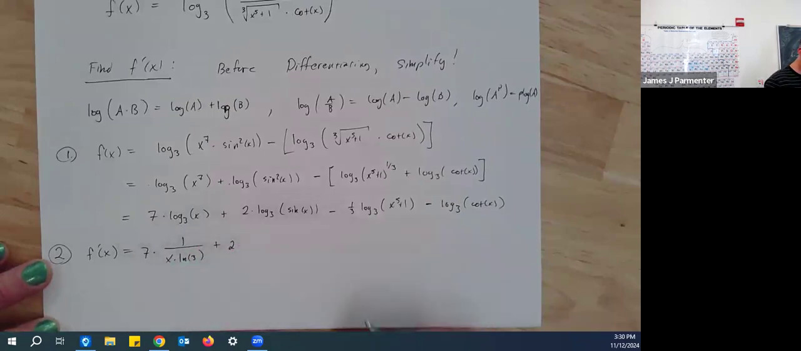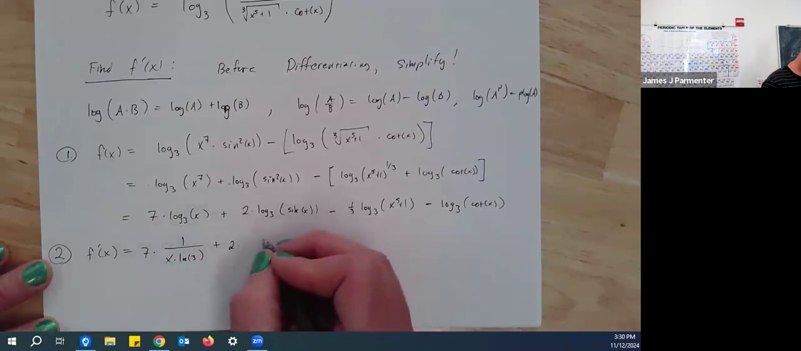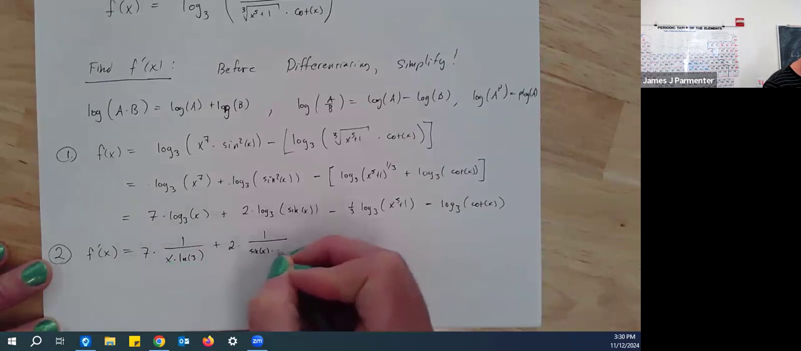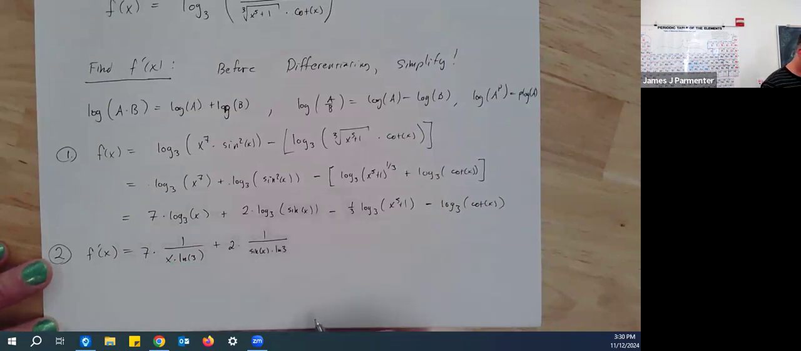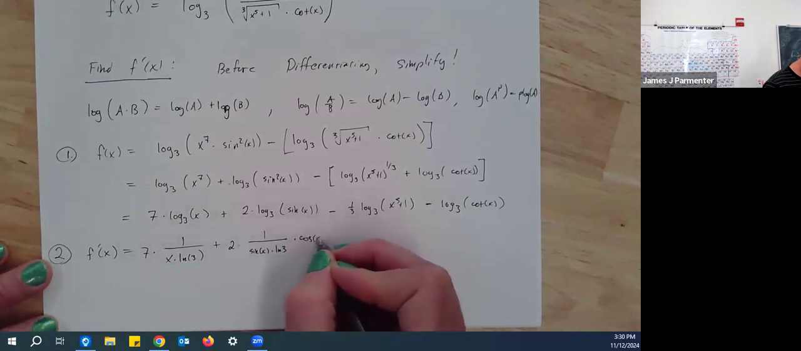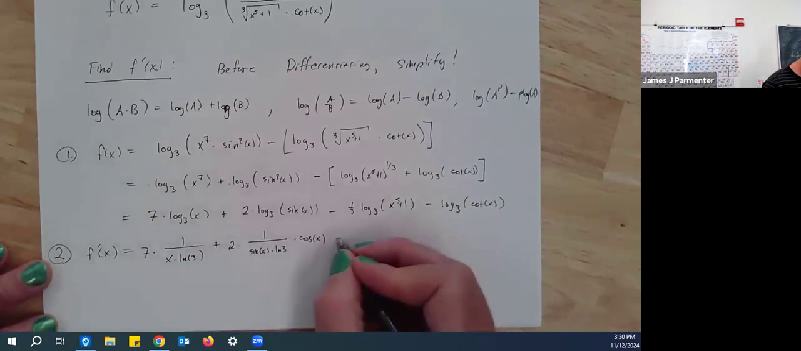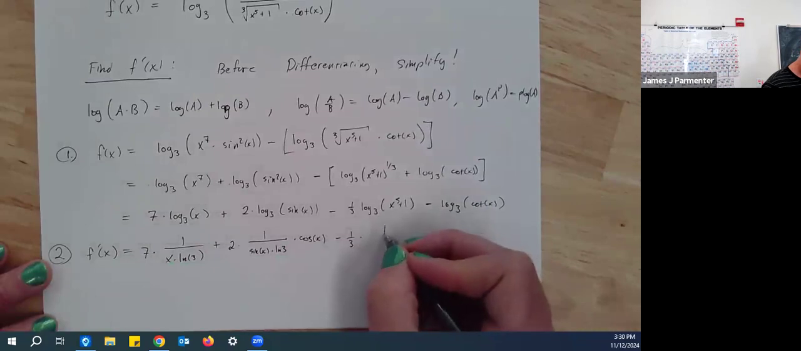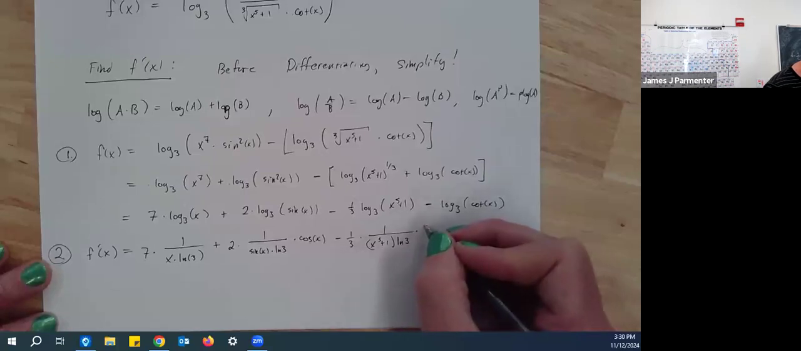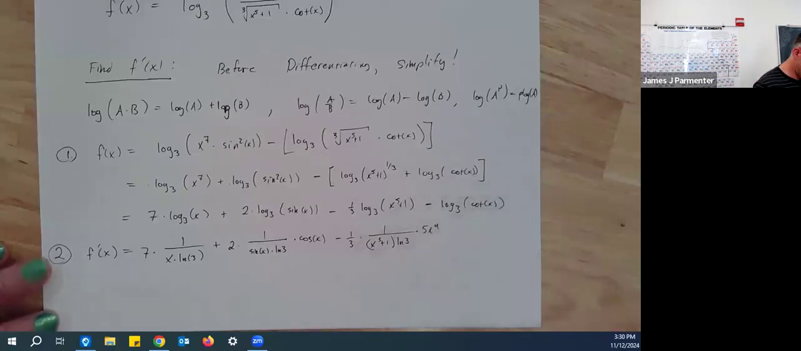Plus 2 times the derivative of log base 3 of sine of x, which is going to be 1 over sine of x. There's also a natural log of 3 down there. And then we have to multiply by the derivative of the stuff, which is cosine of x. Minus 1/3 times 1 over the stuff, toss in the natural log of 3, multiply by the derivative of the stuff, which is 5x to the 4th.